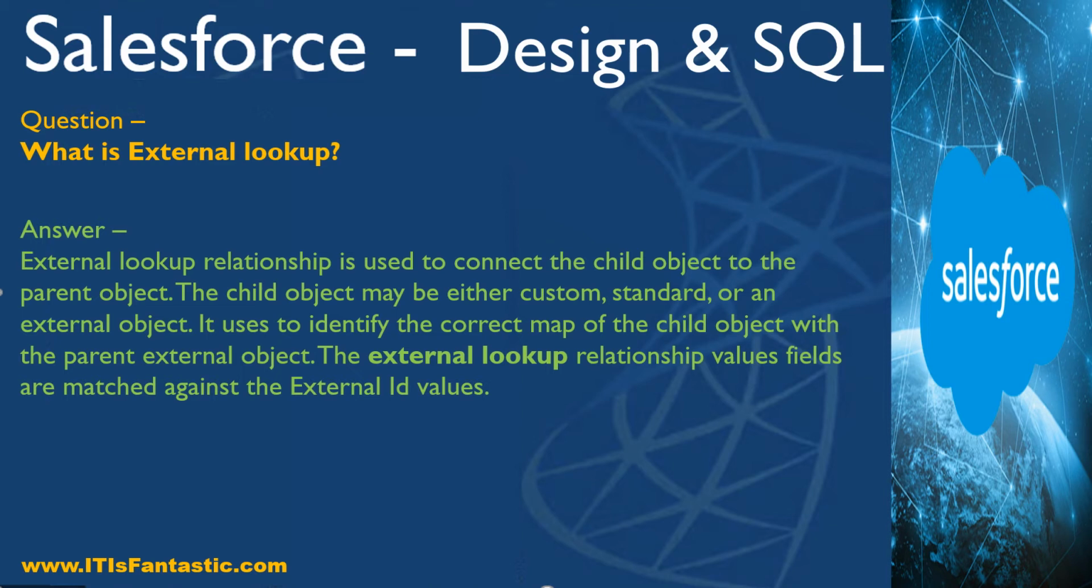What is an external lookup? An external lookup relationship is used to connect the child object to the parent object. The child object may be either custom, standard, or an external object. It is used to identify the correct map of the child object with a parent external object. The external lookup relationship field values are matched against the external ID's values.